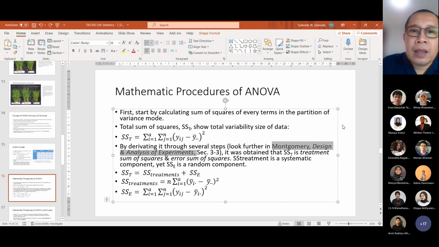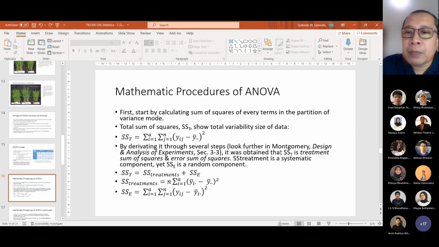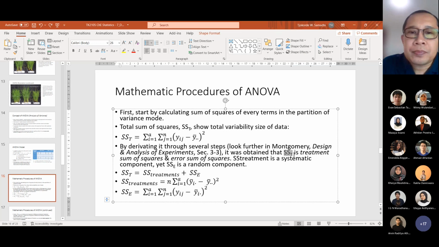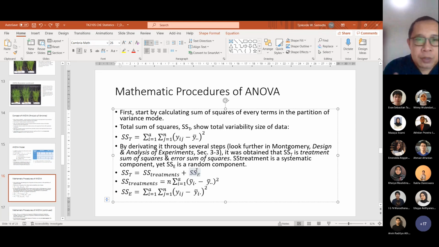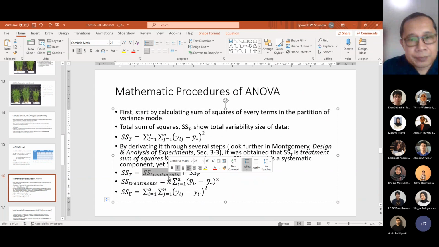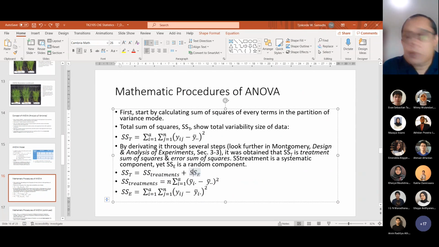Okay, and it will be obtained that the total sum of squares is a summation of two components. Okay, two components. Sum of squares of treatments, SS treatments, and sum of squares of error. So we have two contributions. The first one is a systematic contribution, and the last one is always a random contribution. Okay, and these are the mathematical definitions of each of those SSs.